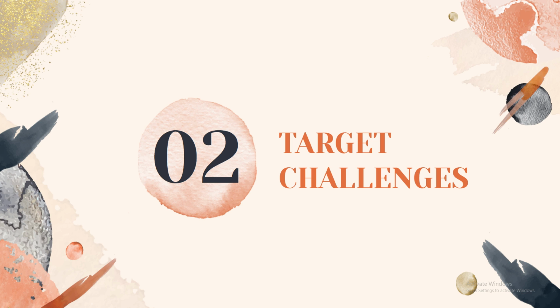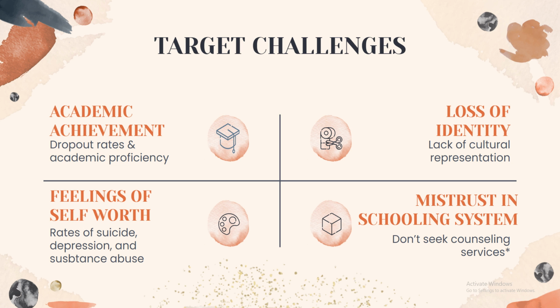So the target challenges that face these youth, there's 4 challenges that we're going to specifically look at today. Academic achievement. So this involves dropout rates as well as academic proficiency. So where are Native Americans performing in contrast to their peers? Loss of identity, which often can be seen through a lack of cultural representation. Feelings of self-worth. So we're going to look at how that has to do with rates of suicide, depression, and substance abuse, as well as a mistrust in the schooling system. And what does this mistrust in the schooling system lead to for Native American students?